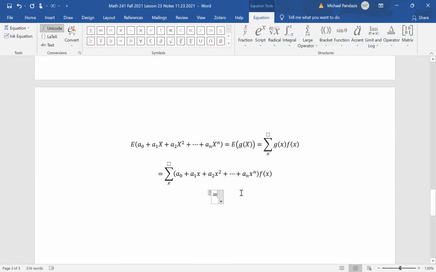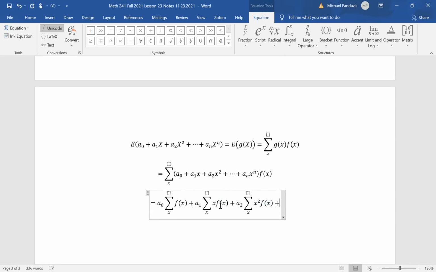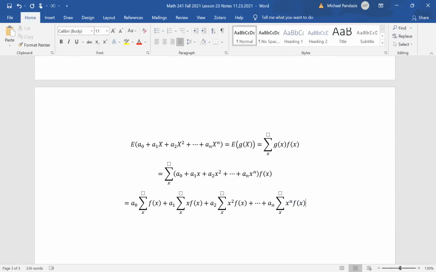Now we separate the terms. We have a naught times the sum over all possible values of X of F of X, plus a1 times the sum over all possible values of X of X F of X, plus the next term, a2 times the sum of X squared F of X, plus dot dot dot plus a sub n times the sum over all possible values of X of X to the n times F of X. Now it's equal to that.